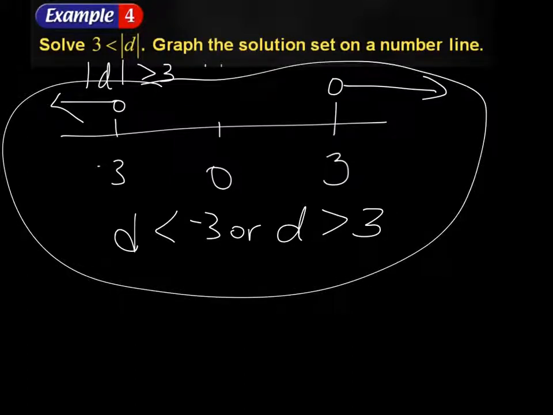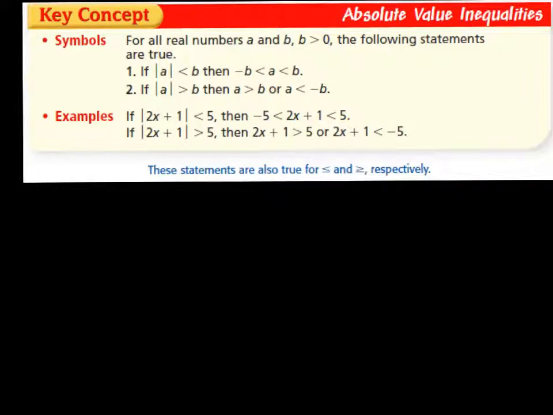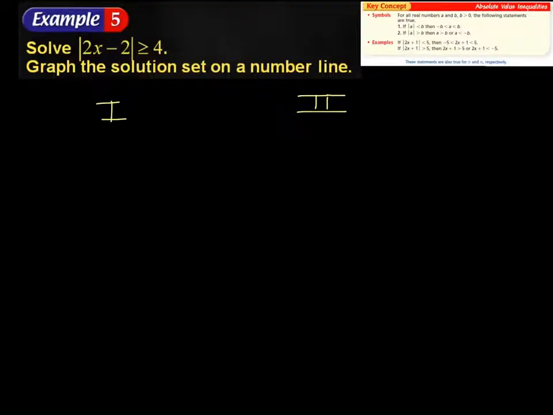If we wanted to write this in interval notation, it gets interesting. So we have -infinity to -3, union with, this is the union, 3 to +infinity. We're putting them together. For all real numbers A and B, where B is greater than 0, the following statements are true. If the absolute value of A is less than B, then A is between -B and +B. If the absolute value of A is greater than B, then A is greater than B or A is less than -B.